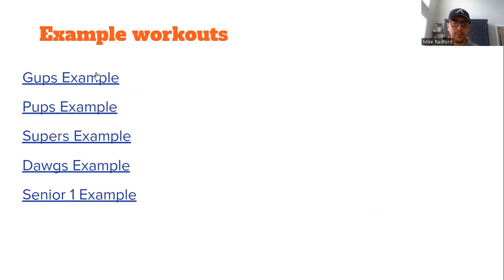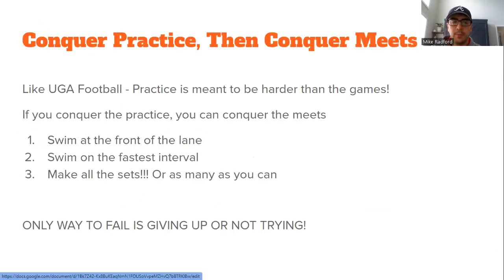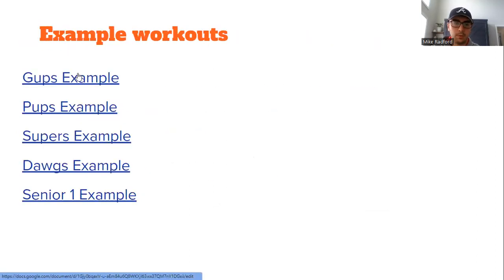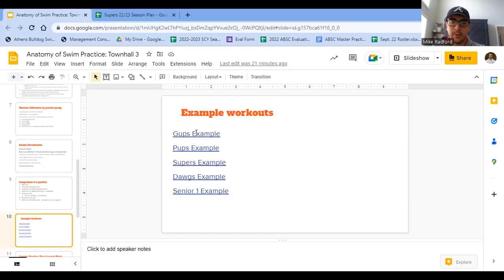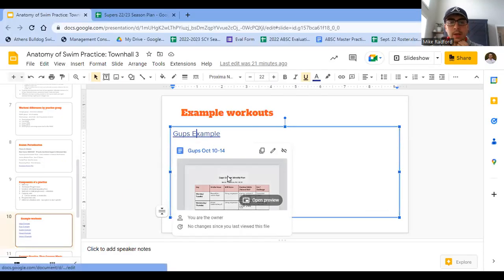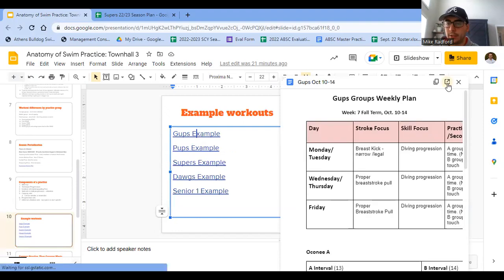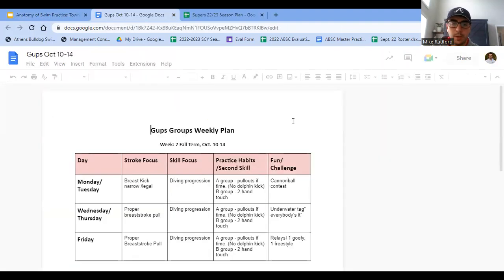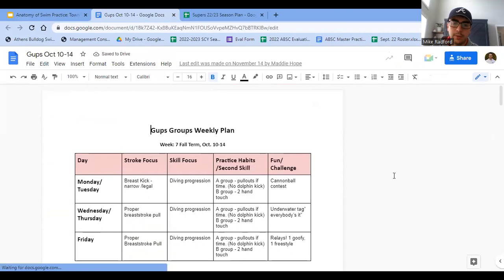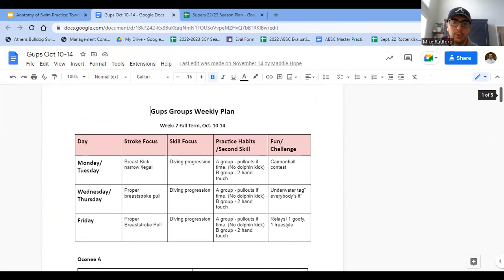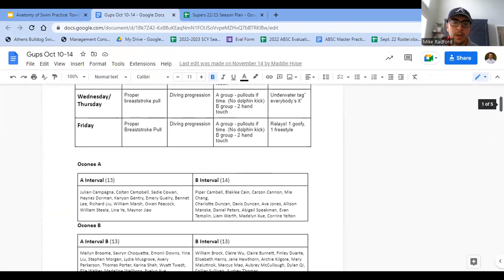So let's dive into some example workouts here, and this will probably be where we camp out for a few minutes. So first of all, you've got the GUPS example. Let's see, I might need to get out of my, there we go. This is a sample GUPS practice, our youngest group, okay, our GUPS group. Now, what you see, we have a chart here at the top of the page that goes over what they're going to do each day. You see this is from week 7 in October of the season.